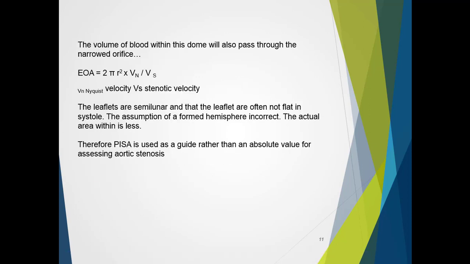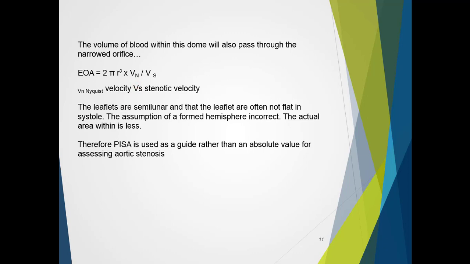As with the continuity equation, we know that a volume of blood, in this case inside a hemisphere, will be the same volume of blood that actually moves through a narrowed orifice. So we come through with our equation: the effective orifice area is equal to 2 pi r squared times the aliasing velocity divided by the velocity through the stenotic lesion.